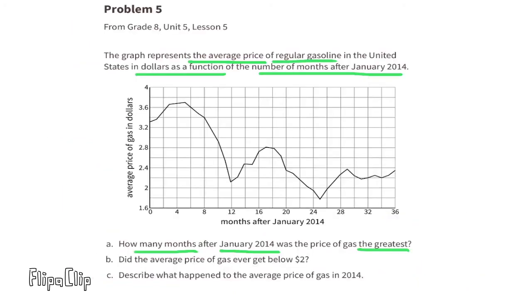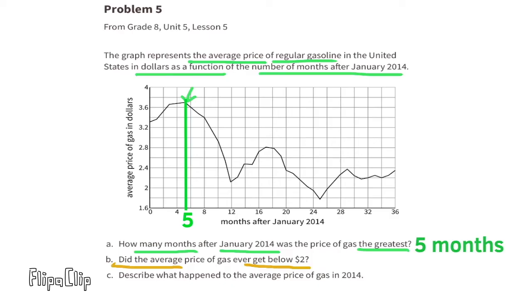Problem number 5 from 8th grade, Unit 5, Lesson 5. The graph represents the average price of regular gasoline in the United States in dollars as a function of the number of months after January 2014. A. How many months after January 2014 was the price of gas the greatest? 5 months after January 2014, the price of gas was the greatest.